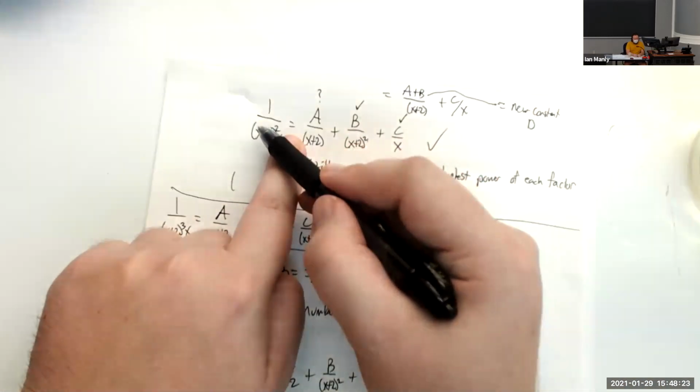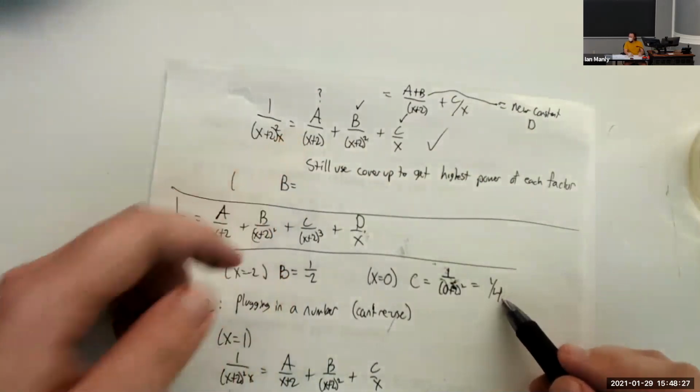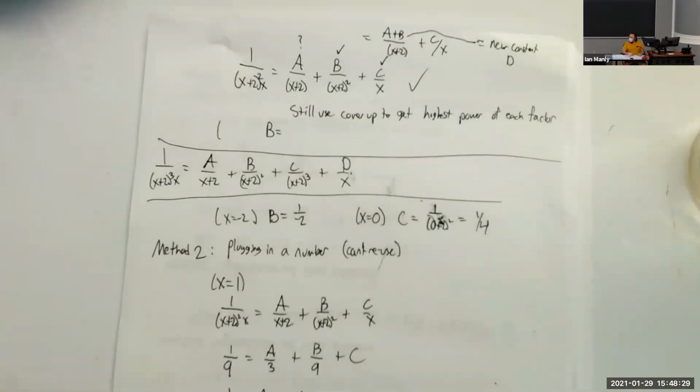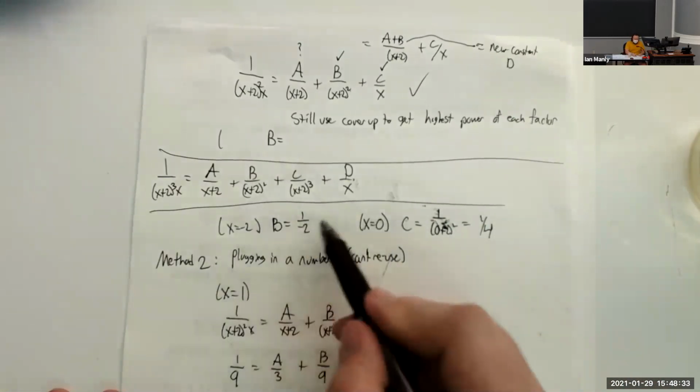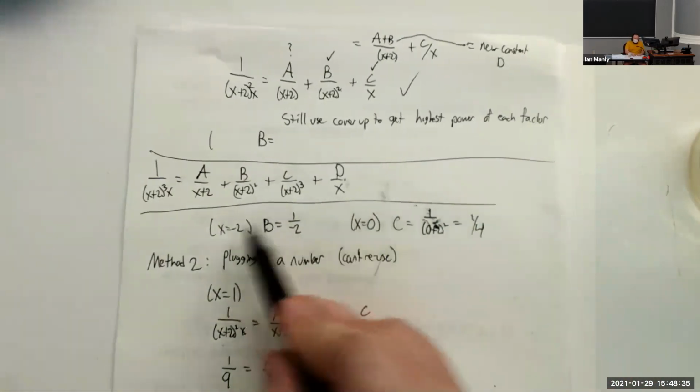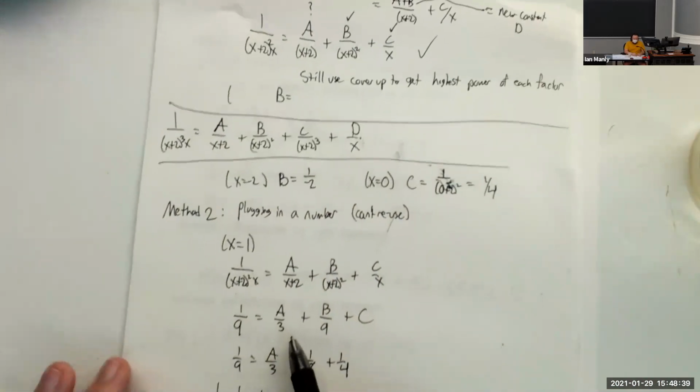So I have 1 over 0 plus 2, which is 2. I square that to get 1/4. So I use cover up to get B and C right here. And then what I can do is plug in any other number I want besides the ones I already used, and I can use that to get my remaining letter here.